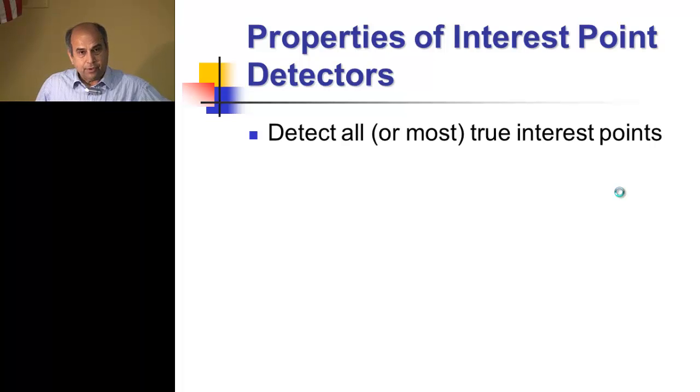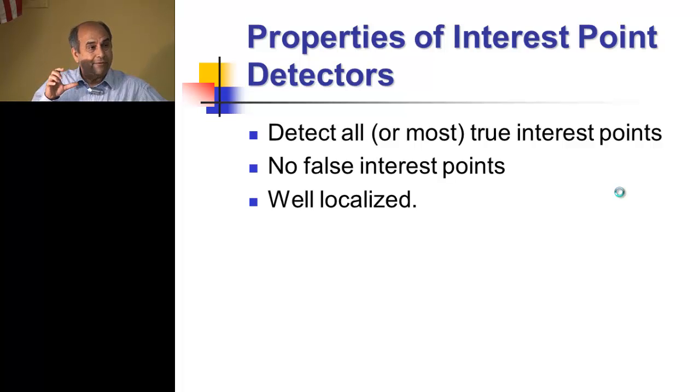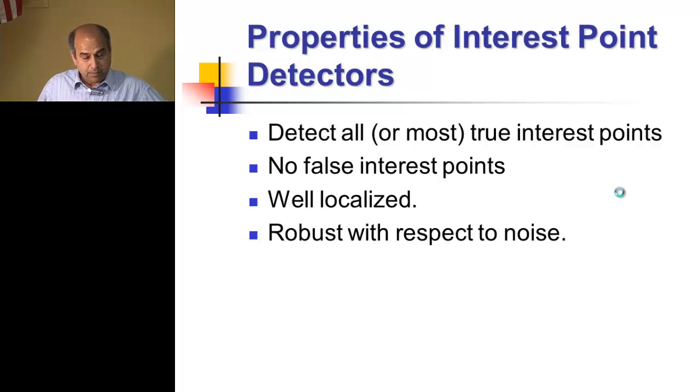So the properties of a good interest point detector are that it can detect all true interest points. Okay, it's very similar to the edge detection we talked about. There should not be false interest points, and it should be well localized. It should give us exactly the same pixel location where it is occurring. It should not be delocalized. And it should be robust to noise, and it should be efficient. We can do it quickly.